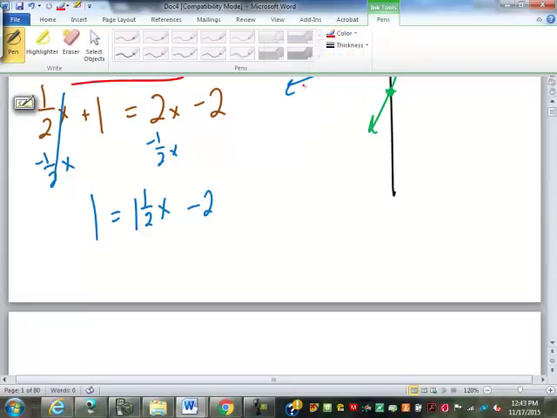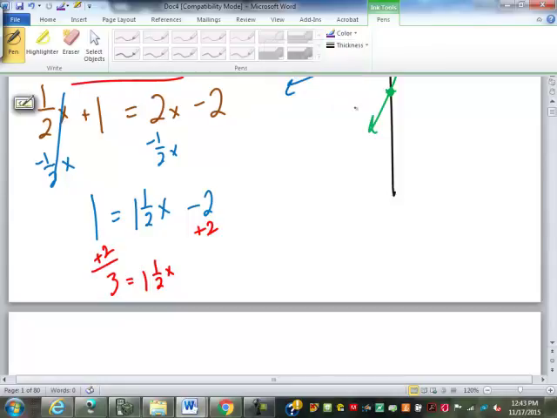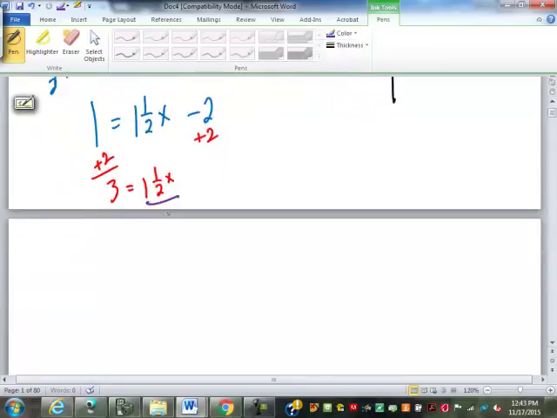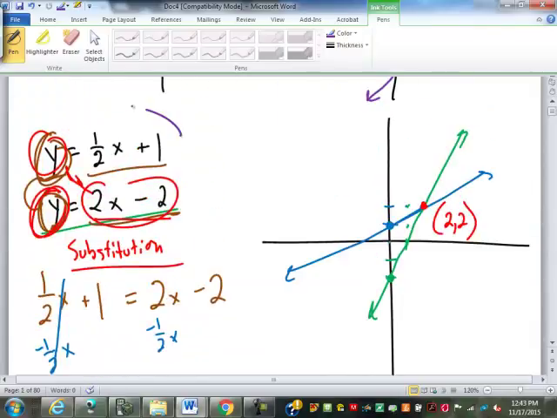Then what will we do? Plus 2 gives us 3 equals 1 1/2 x. Then what? Divided by 1 1/2. 3 divided by 1 1/2 is 2. x equals 2. Now, once we know that x equals 2, we have to come back to one of these original equations and figure out y.